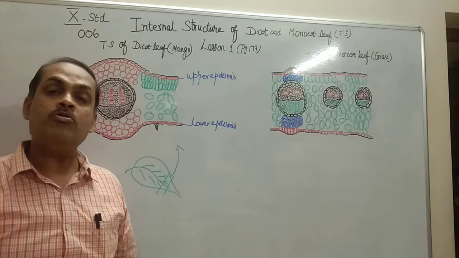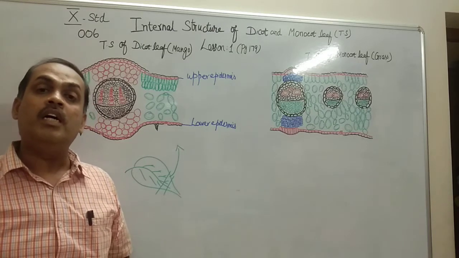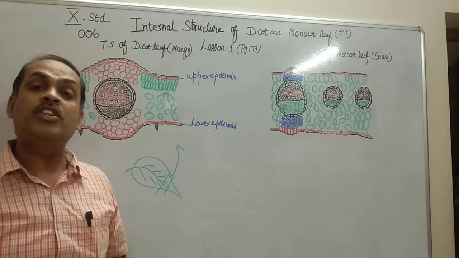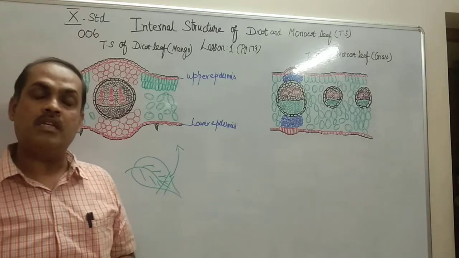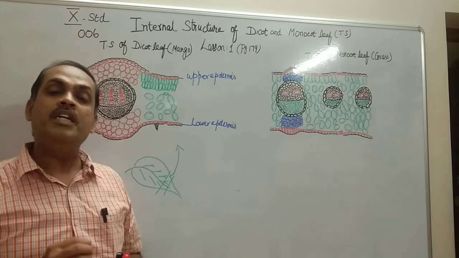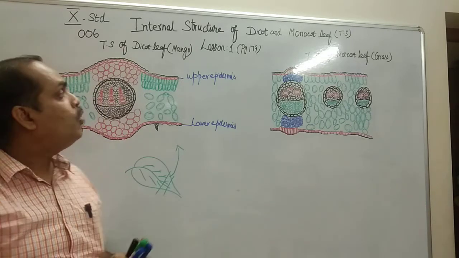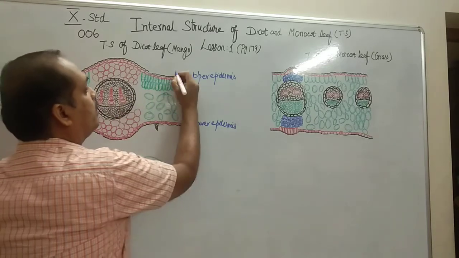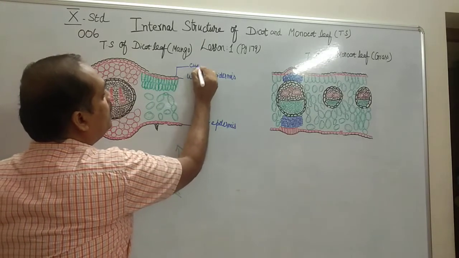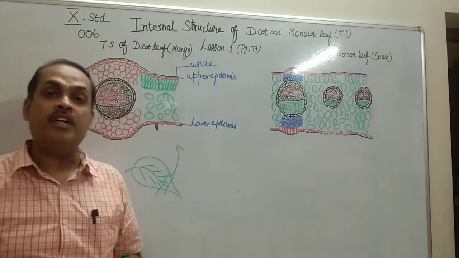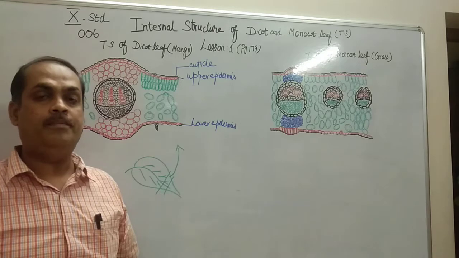It is the outermost layer of the leaf. It is a single layer made up of only parenchymatous cells without any intercellular spaces. Of course, stomata are found, but they are less in number, distributed here and there. You have one more layer above this epidermis that is called cuticle. Cuticle is made up of waxy substances called cutin, which prevent the excess loss of water.